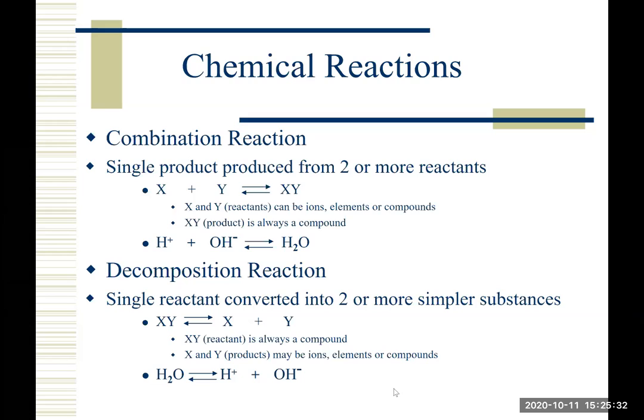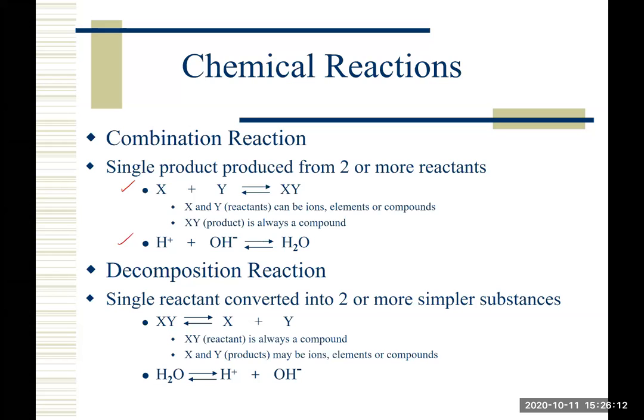In the combination reaction, we have a single product produced from two or more reactants, and you can see in this generic reaction that X reacts with Y to form the compound XY. The reactants in this type of reaction can be ions, elements, or compounds, but the product is always going to be a compound. We have this real combination reaction where you see H+ and OH- reacting to form the compound H2O. In this case, we have ions reacting to form a molecular compound.